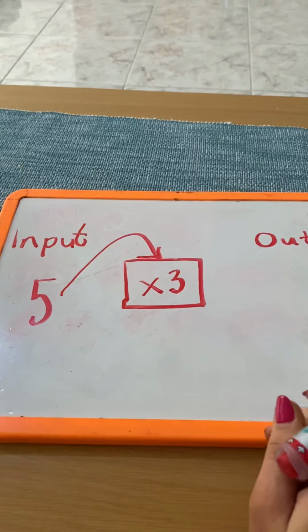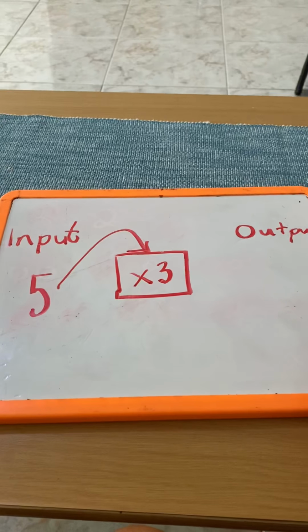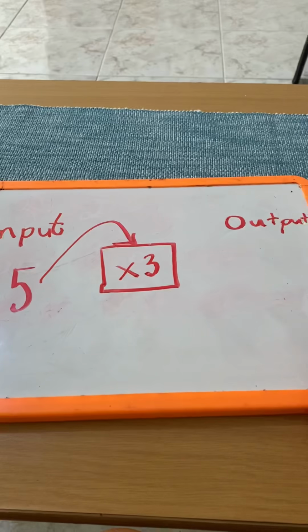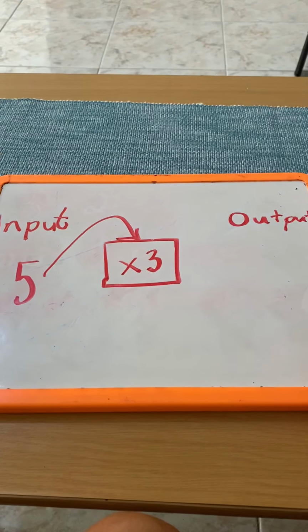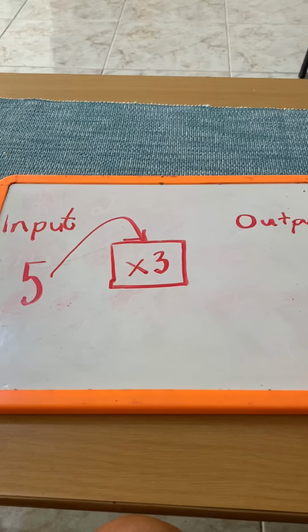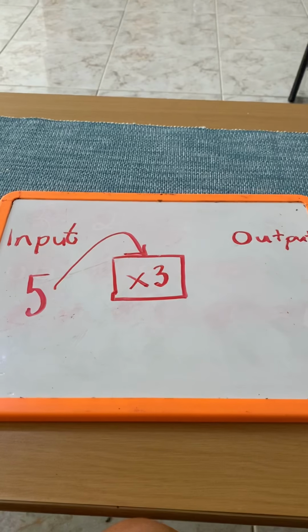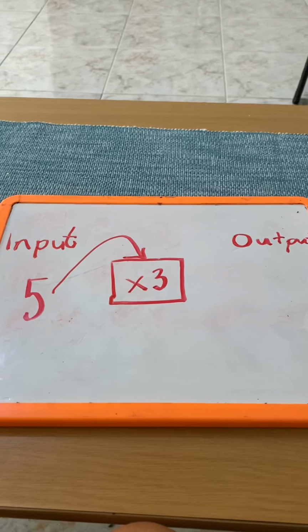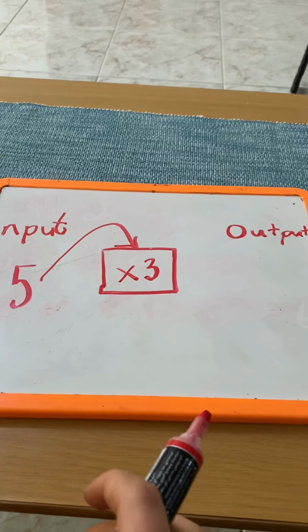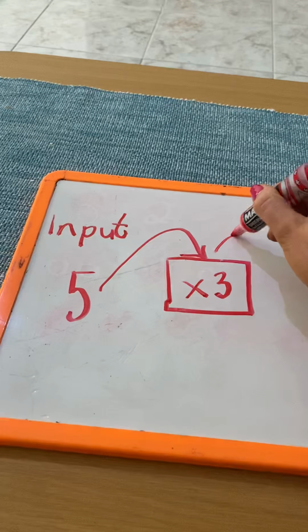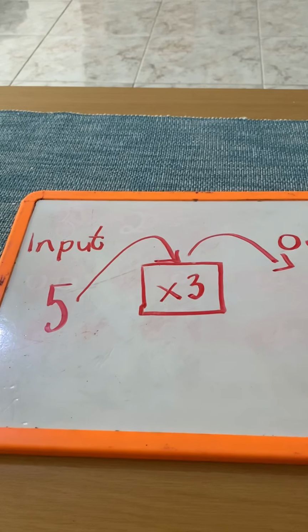Now, when our number 5 comes back out of the function machine, it's not the number 5 anymore, because our function machine has done its job and it's multiplied the number 5 by 3. So it's saying we're having the number 5 3 times. So we've said 5 plus 5 plus 5. And we're saying that our answer is 15.